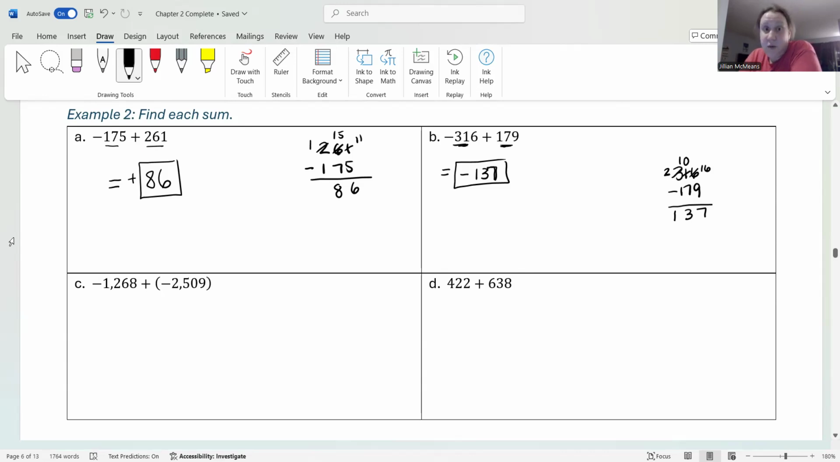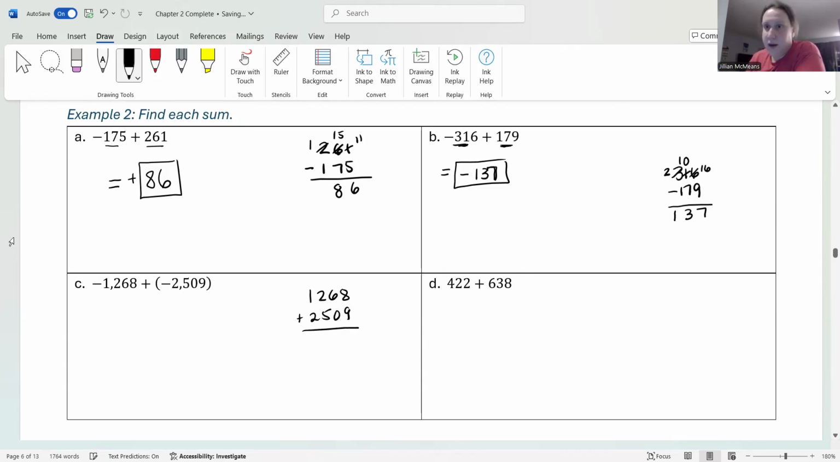Now, part C, we have negative 1,268 plus negative 2,509. We're adding two numbers with the same sign, so we want to go ahead and add. We've got some negative. We're adding more negative to it. Okay. So off to the side, we're going to add 1,268 and 2,509.